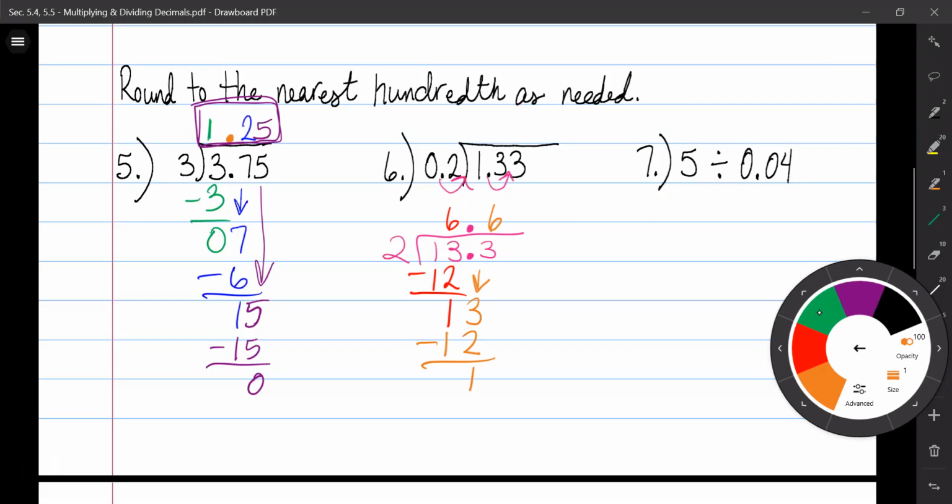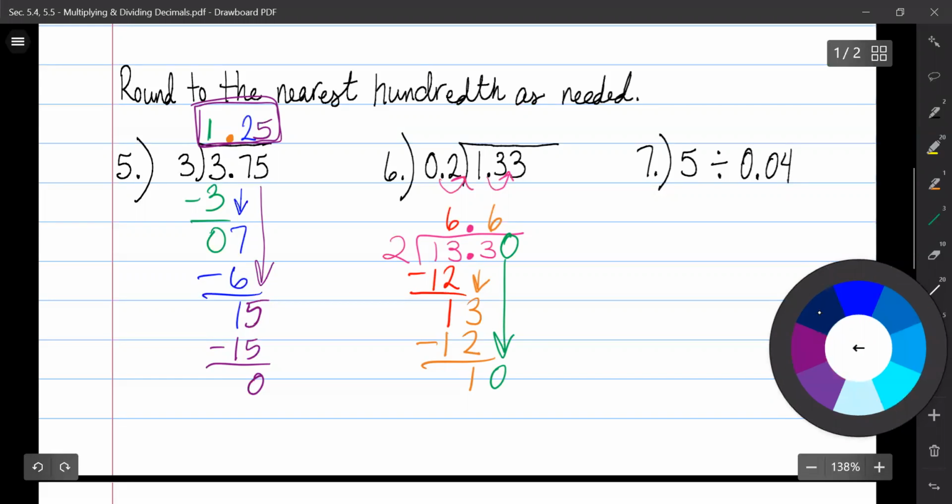And so now what I have to do is throw in a 0 on the end so that I can bring that down. And 2 goes into 10 5 times. 5 times 2 is 10. 10 minus 10 is 0. And so now I'm finished. And my final answer is 6.65.